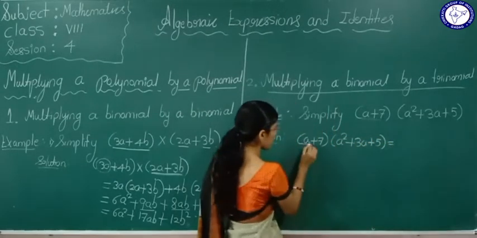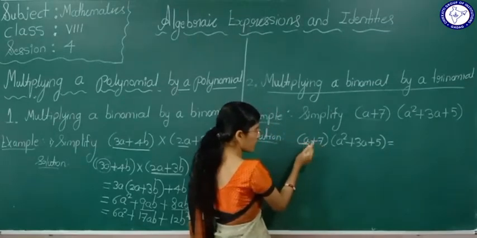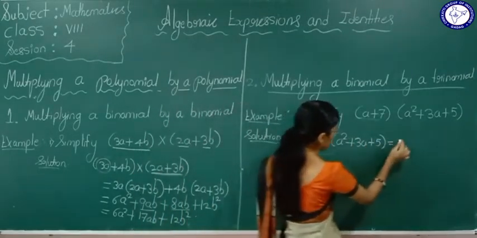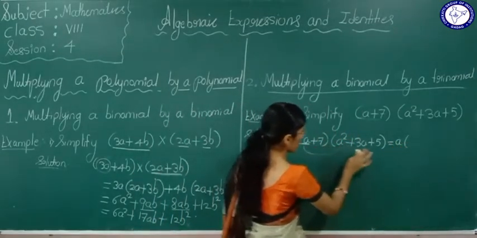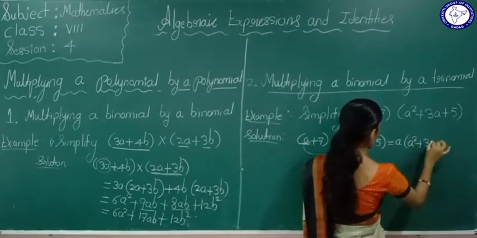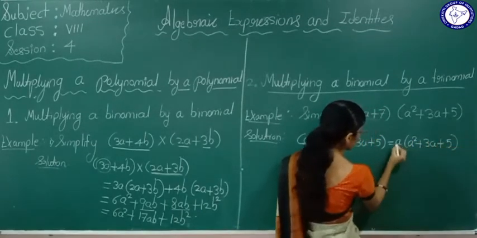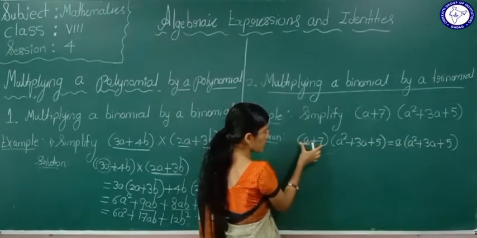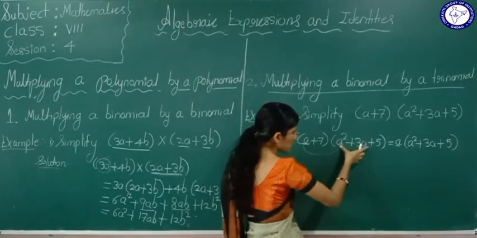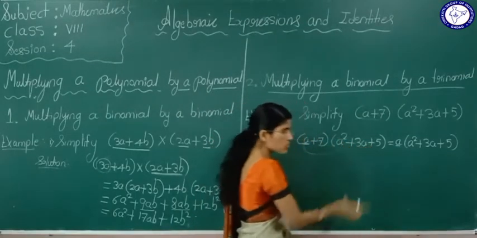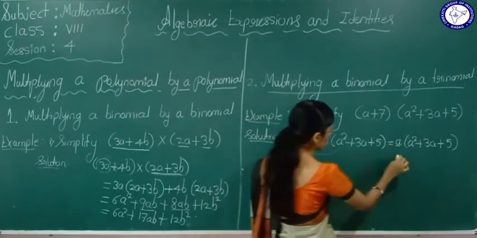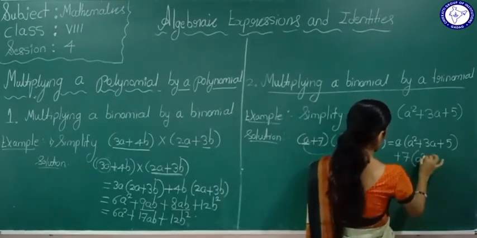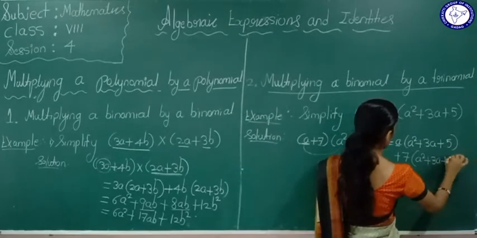So what you do, each term of the binomial you multiply with each term of the trinomial. Now see here, a multiplied by a square plus 3a plus 5. Here a is one term of the binomial, this you have to multiply with this whole expression, and this 7 you have to multiply with this whole expression. Now see here, plus 7 is there. This 7 you have to multiply with this trinomial, that is a square plus 3a plus 5.